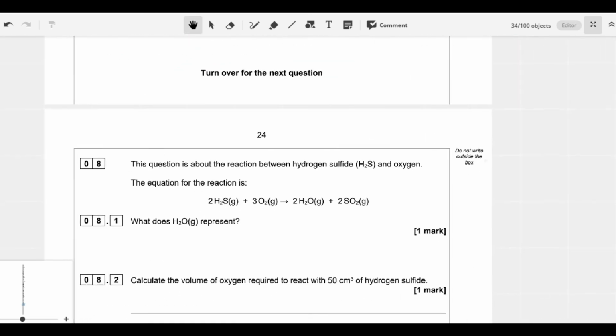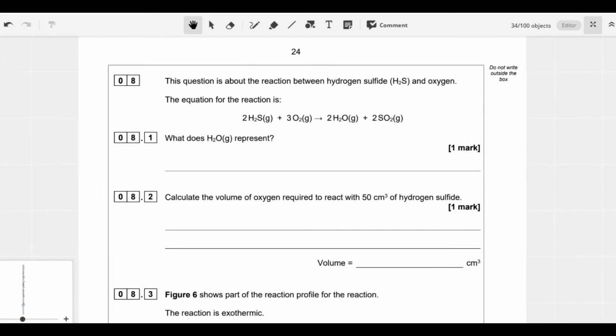Okay, now question number 8. This question is about the reaction between hydrogen sulfide and oxygen, H2S and oxygen. What does the (g) in H2O(g) represent? The g means that it is present in vapor form. So here it is water vapor.